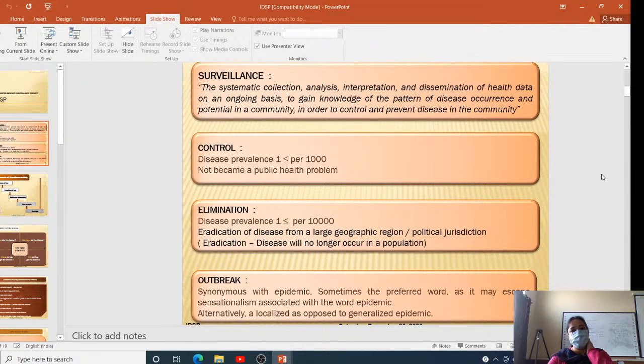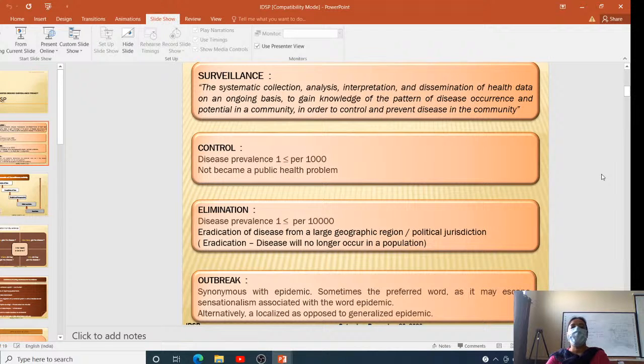So if you see what is surveillance, surveillance is the systematic collection, analysis, interpretation, and dissemination of health data on an ongoing basis to gain knowledge on the pattern of disease occurrence and potential in a community, in order to control and prevent disease in the community. So you can see that surveillance, as I told you in the very beginning, even if you don't remember this complicated definition, if you just say that it is to keep a watch on the trends of disease or the patterns of disease which is happening in a community, you won't be wrong.